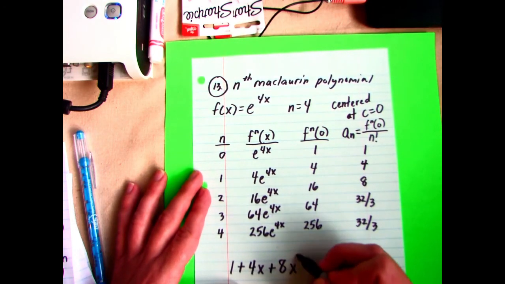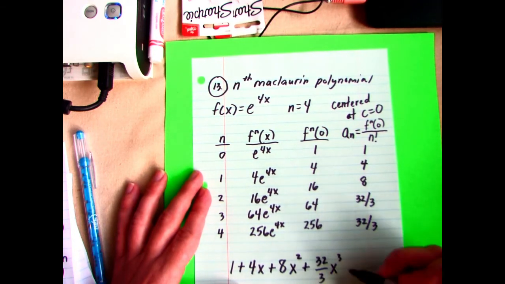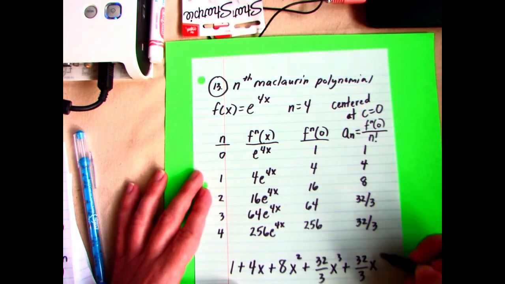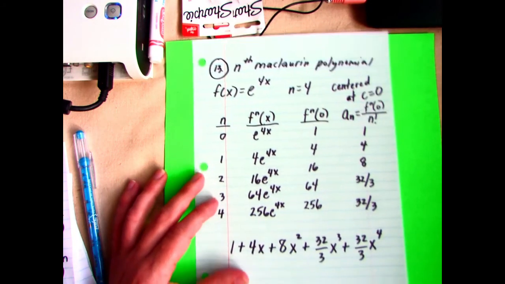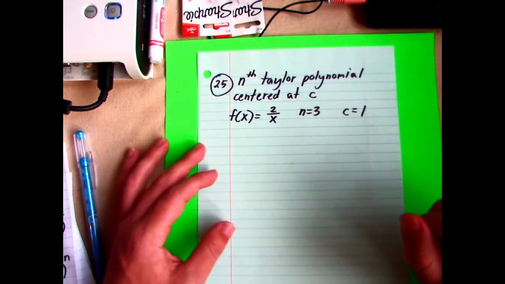I'm going to take those coefficients and put them in front of x minus 0 to the power of n. That's going to yield us this 4th degree Maclaurin polynomial. And that's all there is to it.